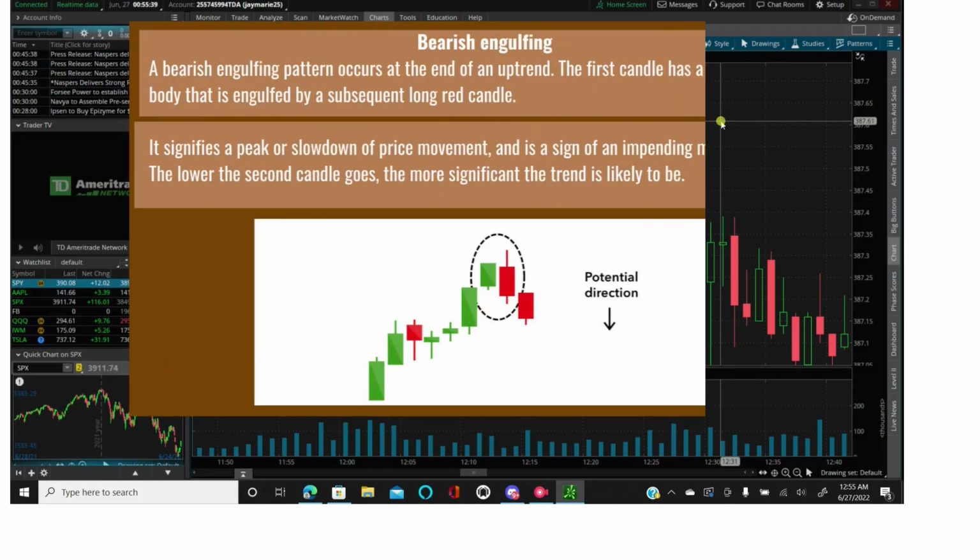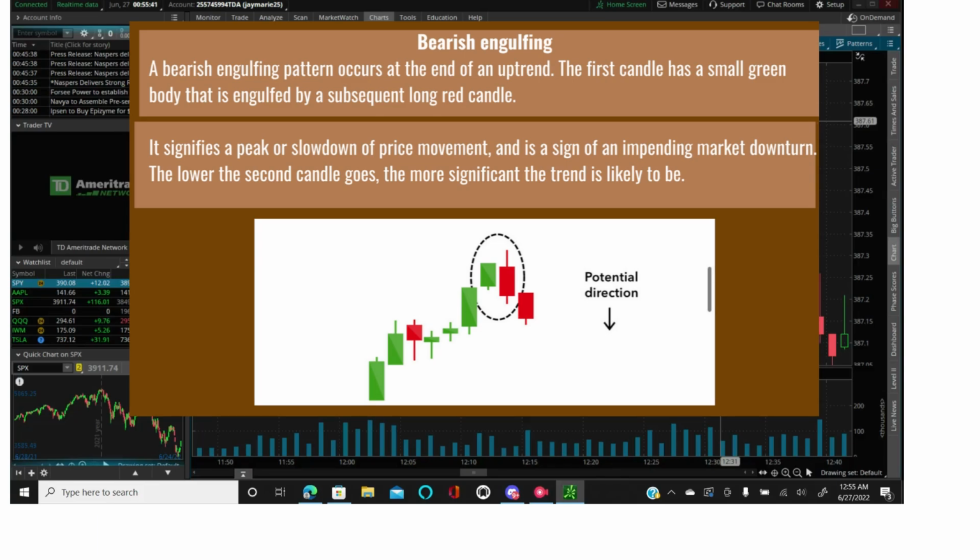Now let's move on to bearish candles. We have pictured here a bearish engulfing candle. It's similar to the bullish engulfing, it's just opposite. A bearish engulfing pattern occurs at the end of an uptrend. The first candle has a small green body that is engulfed by a subsequent long red candle. As you can see, the red candle is eating the green candle.